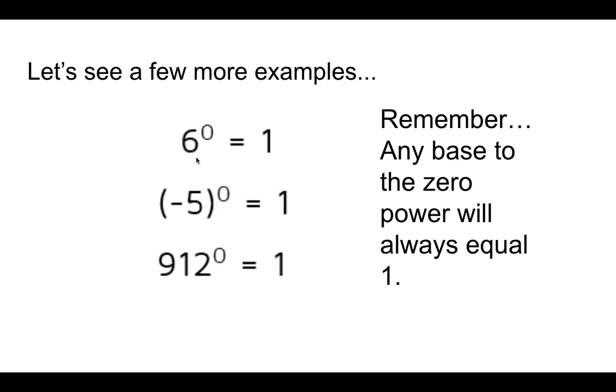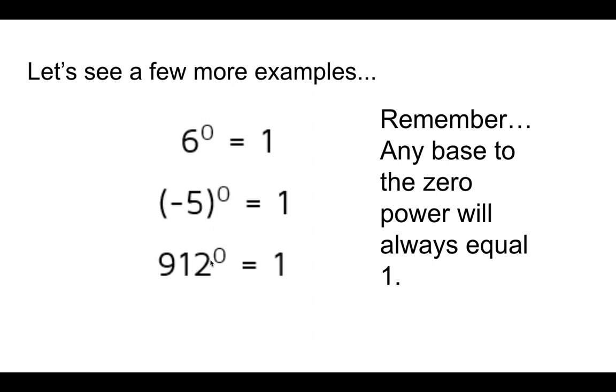In this first one, 6 to the 0, I think everyone agrees 6 is the base, 0 is the exponent. Any base to the 0 is 1. 6 to the 0 equals 1. This middle example here, the base is -5. I wanted you to know the base was -5. That's why I put it in parentheses. Remember, the base is always the number or the variable directly below the exponent. In this case, -5 is directly below the exponent. So -5 to the 0 is equal to 1.